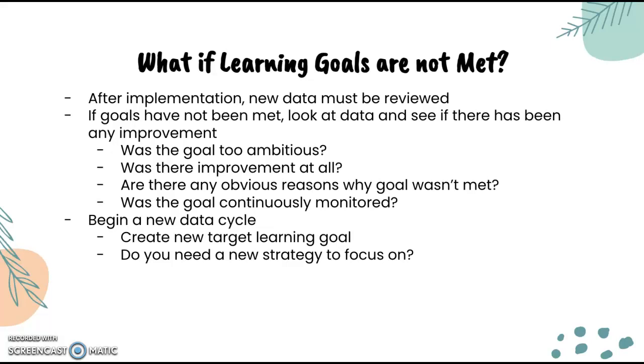Maybe the school was in and out of in-person / hybrid / totally online settings due to COVID, things like that. And was the goal continuously monitored? Was that on the student side that it wasn't met, or was it on the instructor side? And the next step from there is to begin a new data cycle. So you're going to create your new target learning goal and determine whether you need a new strategy to focus on or new plans to be put in place for the same goal.